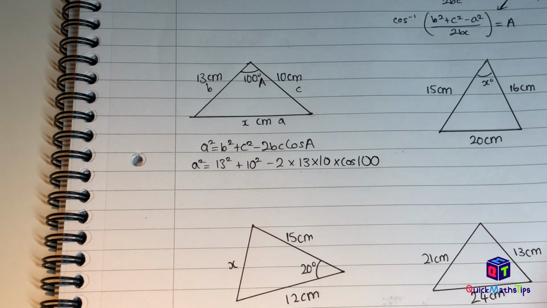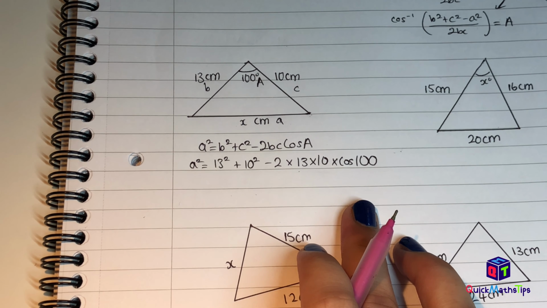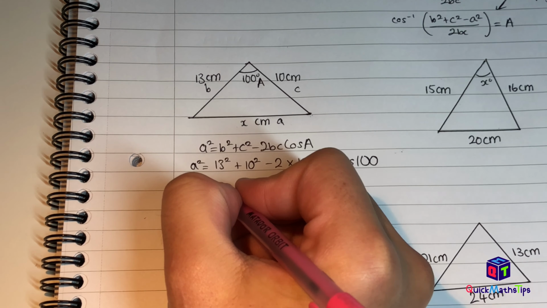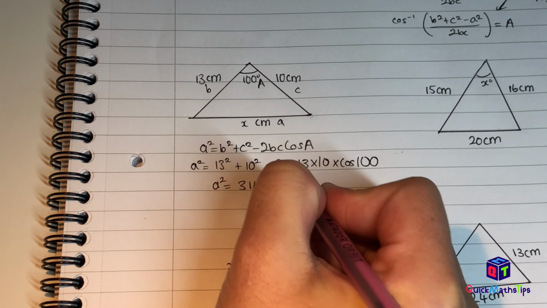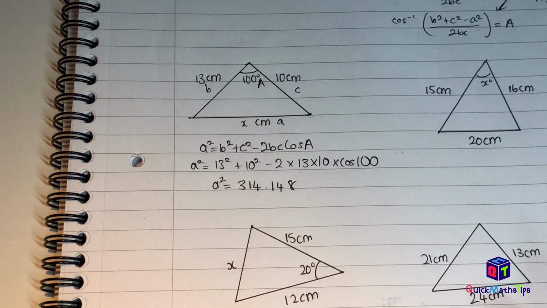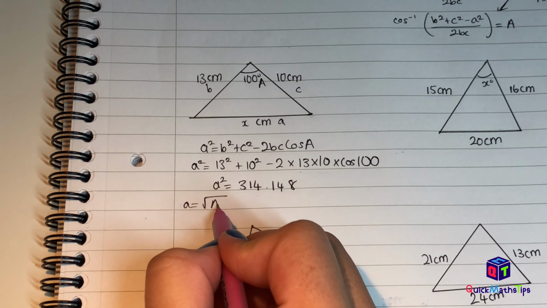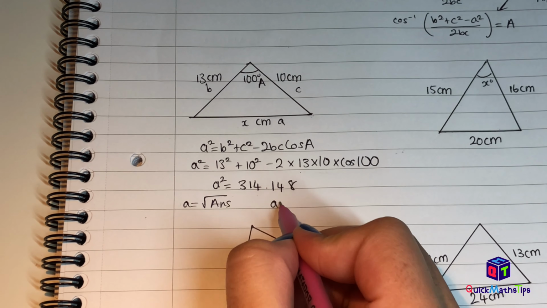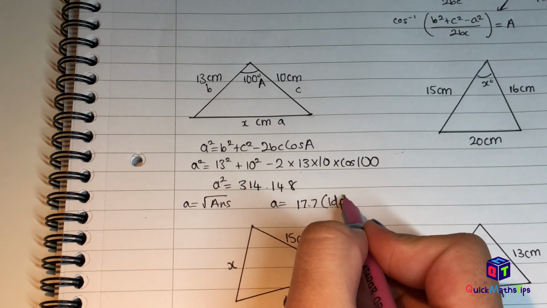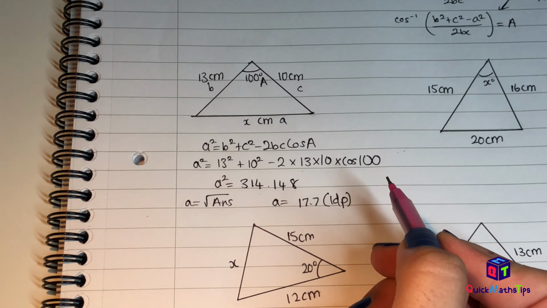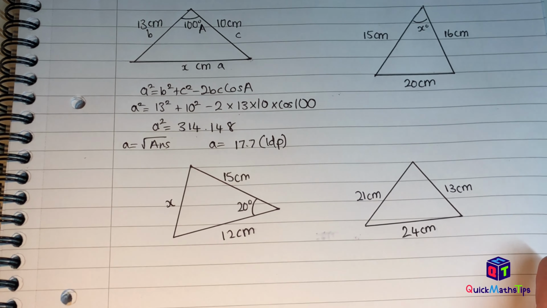And I'm going to plug this into my calculator, sorry. Once I plug this into my calculator, I should get a squared is equal to 314.148. Now bear in mind I'm trying to work out the value of a, not the value of a squared. So I'm going to square root my answer in my calculator, and I should get a is equal to 17.7 to 1 decimal place.